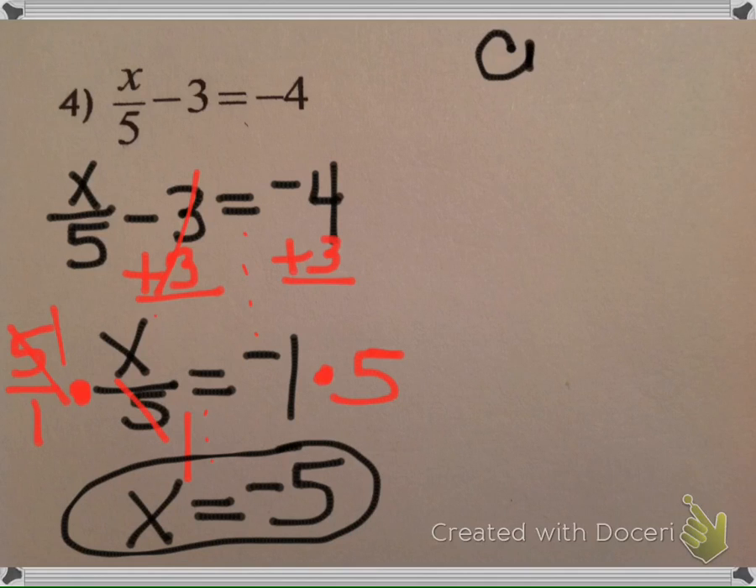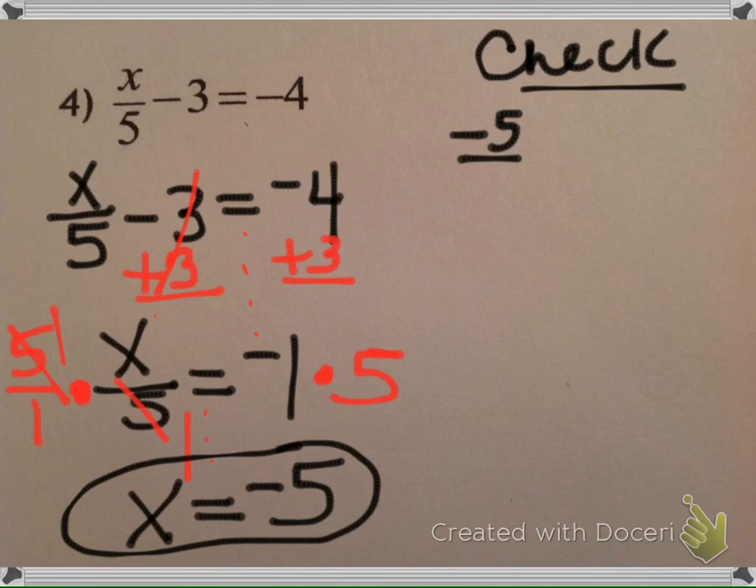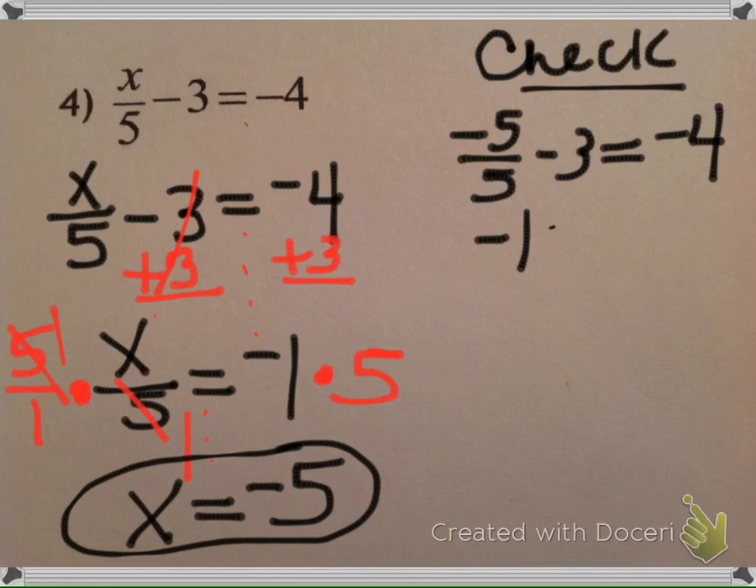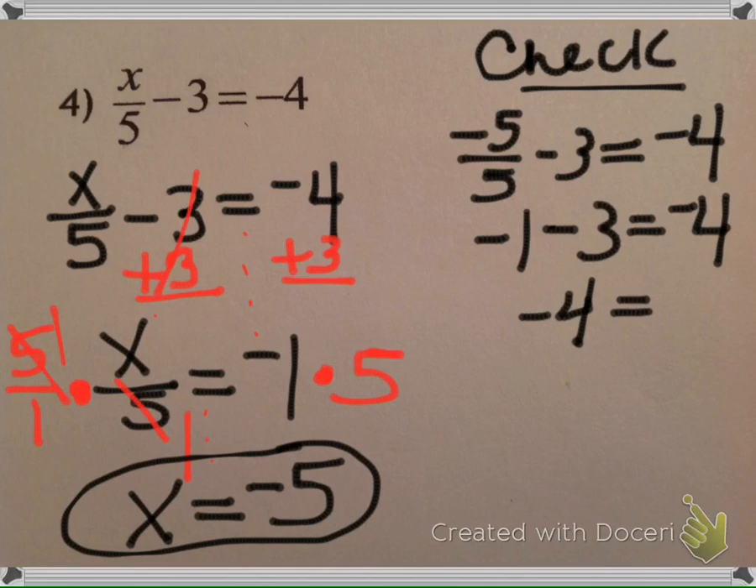Okay, let's do a check to make sure we did it correctly. -5 divided by 5 minus 3 equals -4. -5 divided by a +5 is -1. Minus 3 equals -4. -1 minus 3, same signs, add. Your answer is 4, and it's a negative because 3 is the bigger number. -4 equals -4, and that works out.